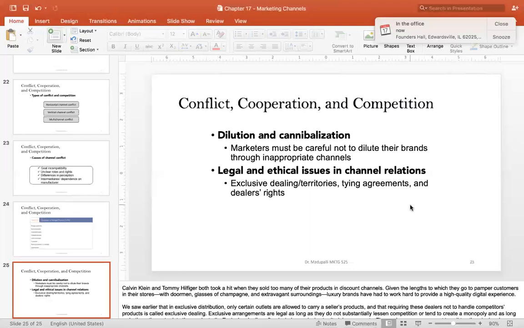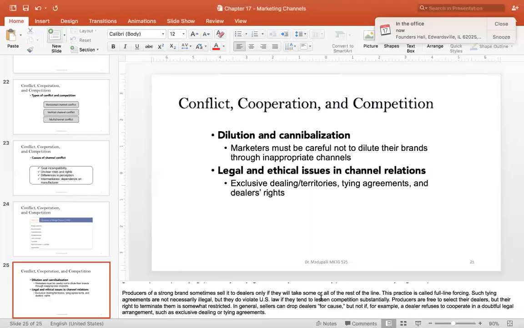Producers of strong brands sometimes sell to dealers only if they will take some or all of the rest of the line. So meaning, it's sometimes the stronger brands that do full line forcing. Such practices are not necessarily illegal, but they do violate US law if they tend to lessen the competition substantially. That's the problem.